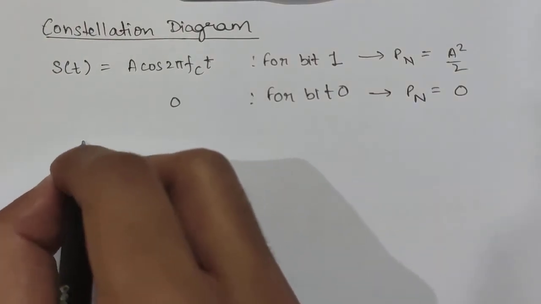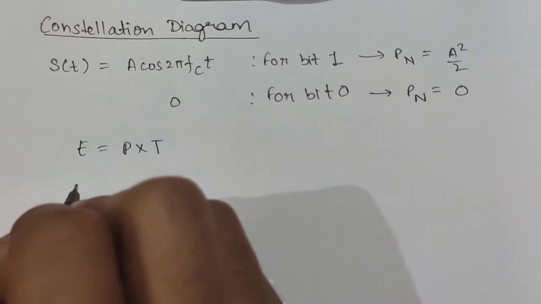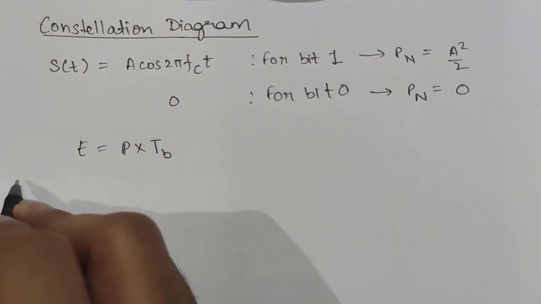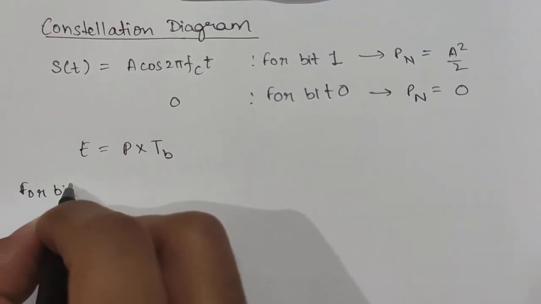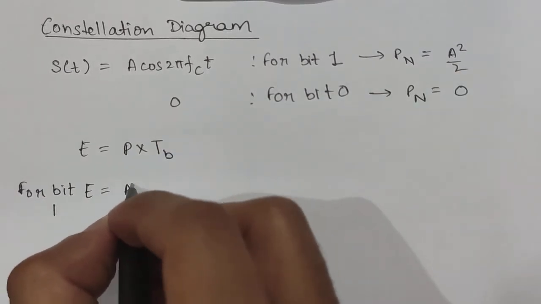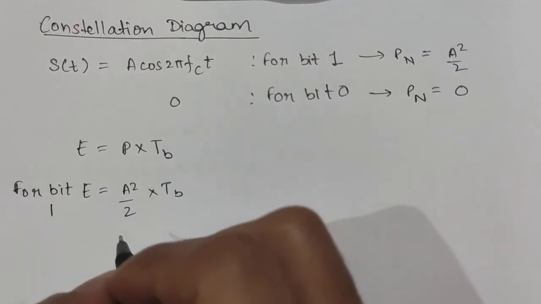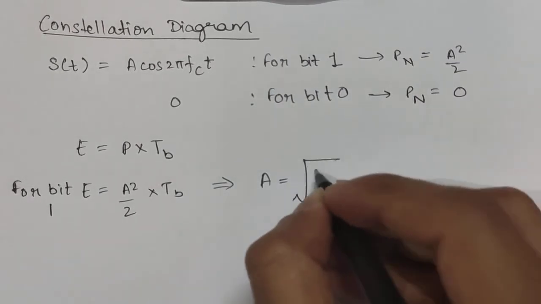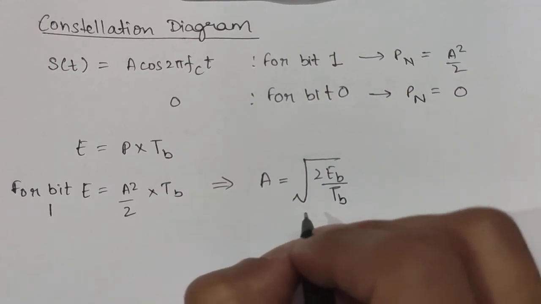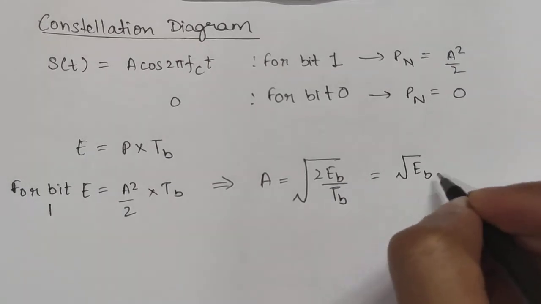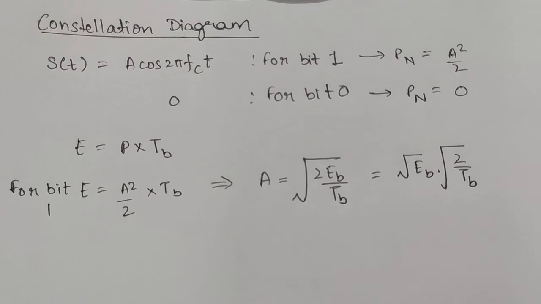Now energy is given as power into time, and we are calculating everything for 1 bit time period, then this is TB. We are analyzing for 1 bit time period. Now for bit 1, energy is given as our normalized power A square by 2 into TB, and on solving this and calculating the value of A, we will get root EB by TB. This can be further written as root EB dot 2 by TB.